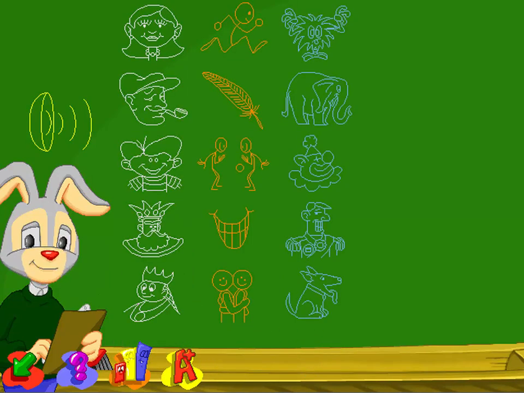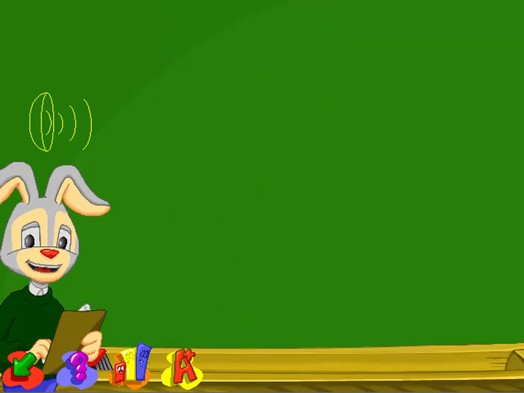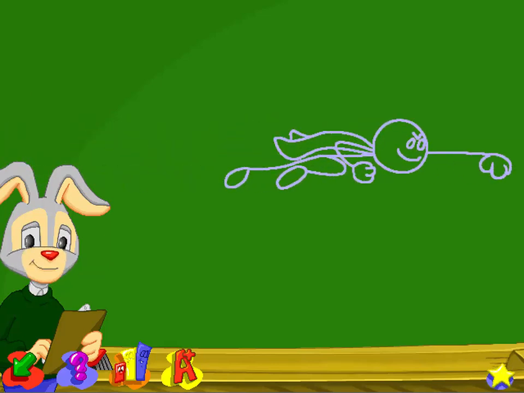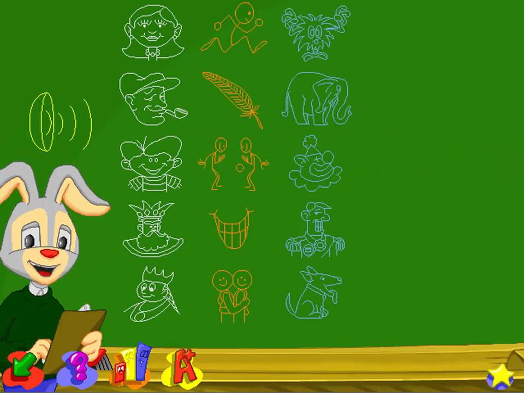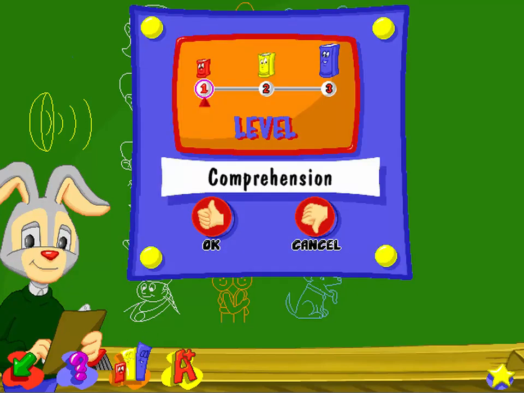Ready? My friend ran after an elephant. My friend ran after an elephant. You're really getting the hang of these sentences. You win a star. Ready? My dad tickled an elephant. My dad tickled an elephant.